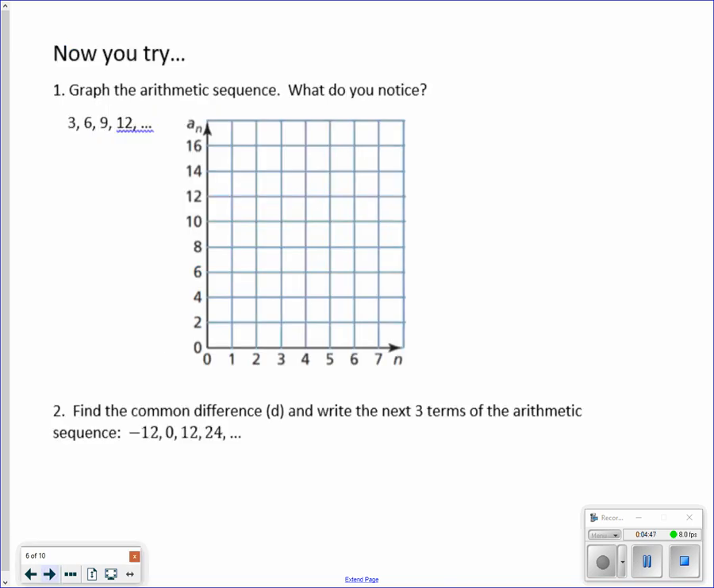Graph it and decide. So the first term is 3. The second term is 6. The third term is 9. And the fourth term is 12.